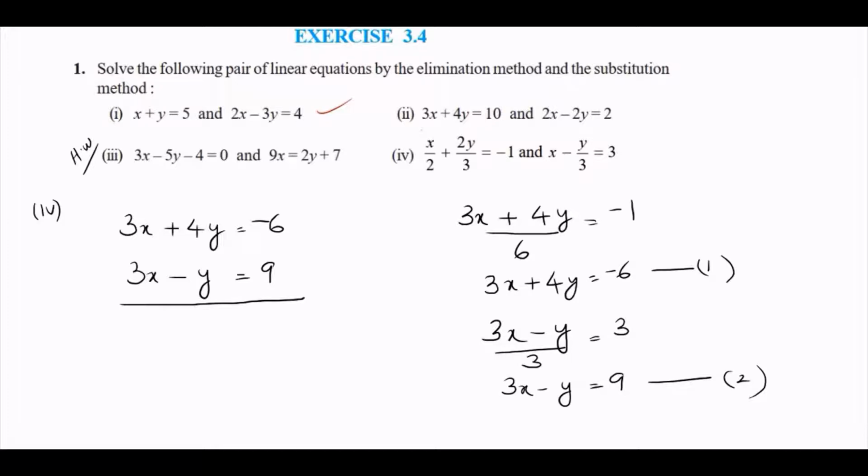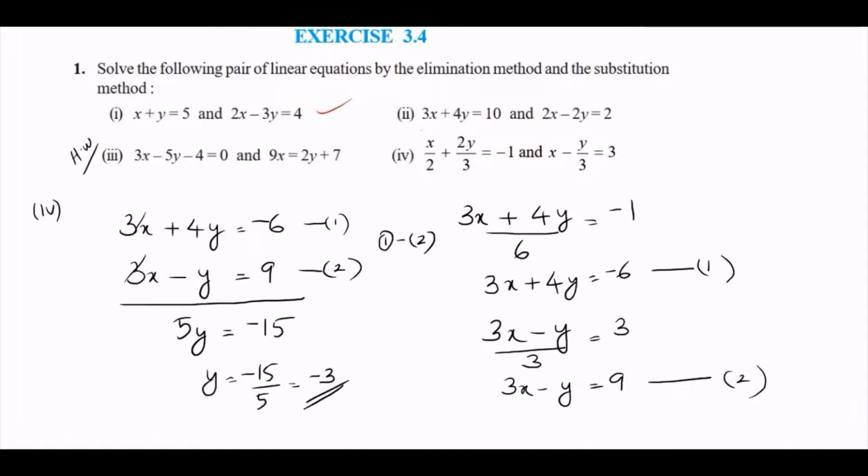Now we have to use the elimination method and try to eliminate any one variable. So here, as the coefficient of x is the same, we can eliminate the x variable. So let's subtract the equation. Subtract the second equation from the first equation. So you get 3x minus 3x, that is 0. 4y minus y is 5y is equal to minus 6 minus 9 is minus 15. So y is equal to minus 15 by 5, that is equal to minus 3.